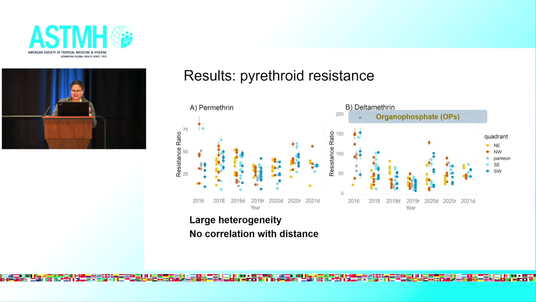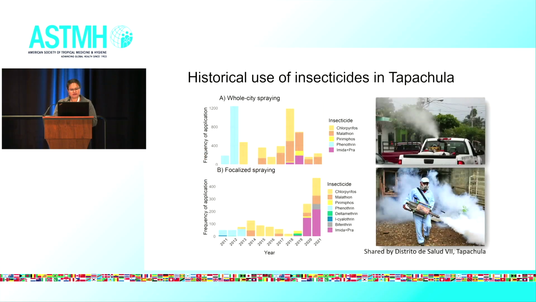Also, if you see in 2020 and 2021, there's an increase in resistance ratios. We didn't know, but the vector control program started applying a mixture of neonicotinoids and pyrethroids again. So that explains why we see this increase in resistance ratios again. We didn't have any control over what insecticides are used in the field, right?